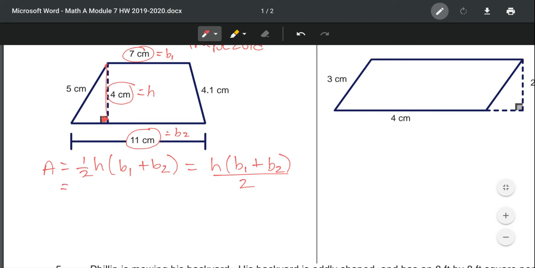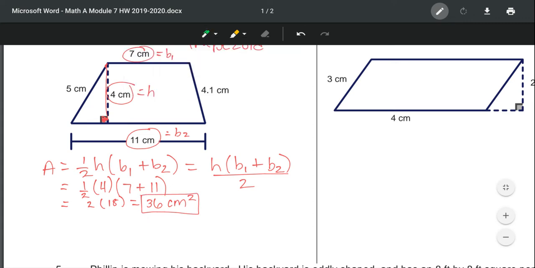So if we plug those values into our formula, we have 1/2 times 4 times the sum of 7 plus 11. So half of 4 is 2, 7 plus 11 would be 18, and then 2 times 18 would be 36. So the area would be 36 centimeters squared.